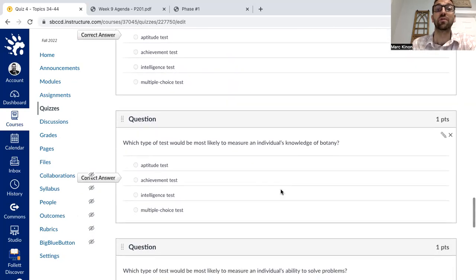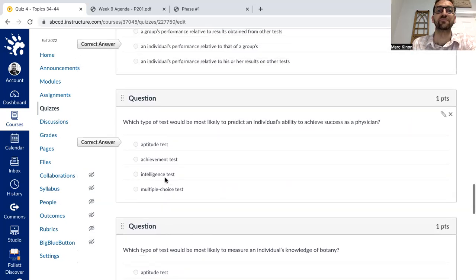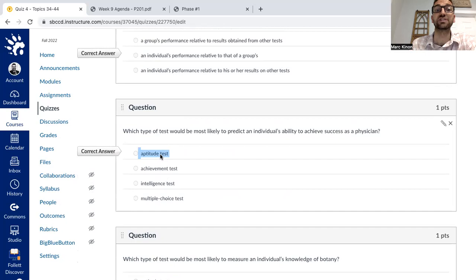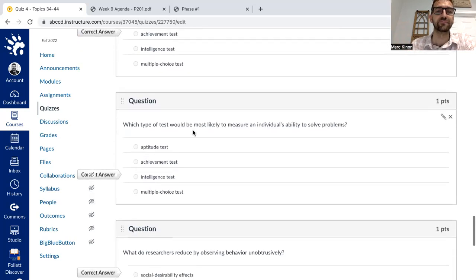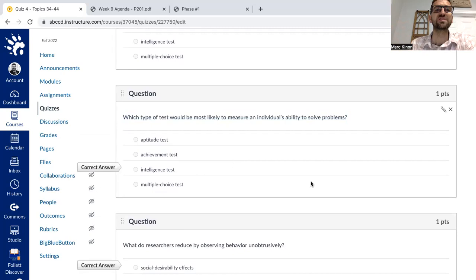Which type of test would be most likely to measure an individual's knowledge of botany? This would be an achievement test. Your standard SAT or GRE would be considered an aptitude test, whereas if you take, for example, the psychology GRE for graduate school, that would be an achievement test because it's specifically testing your knowledge of psychology. Which type of test would be most likely to measure an individual's ability to solve problems? Here we have the concept of an intelligence test.